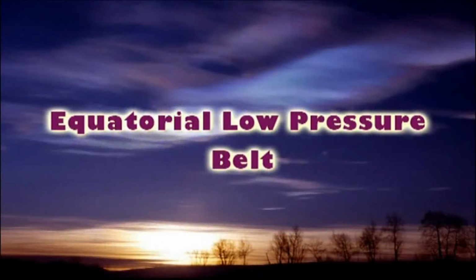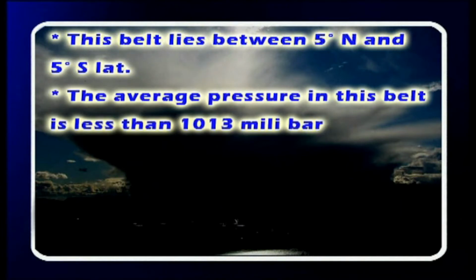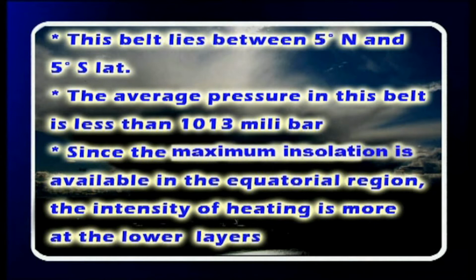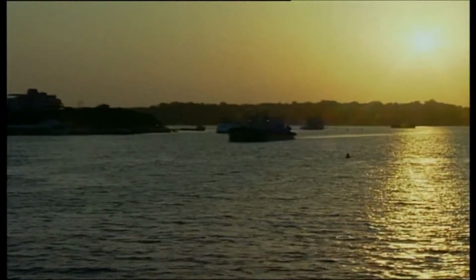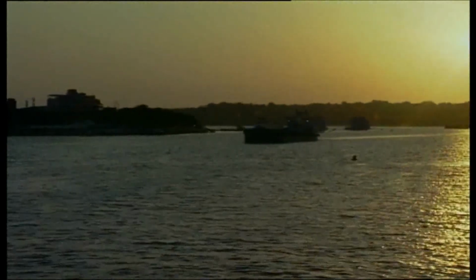Equatorial low pressure belt. This belt lies between 5 degrees north and 5 degrees south latitude. The average pressure in this belt is less than 1013 millibars. Since the maximum insolation is available in the equatorial region, the intensity of heating is more at the lower layers. The heated air expands, becomes lighter and rises upward.